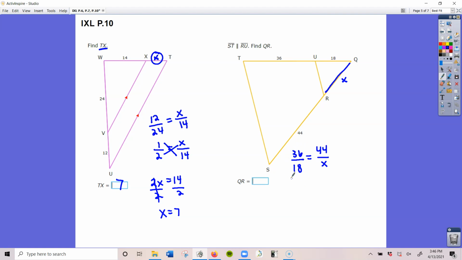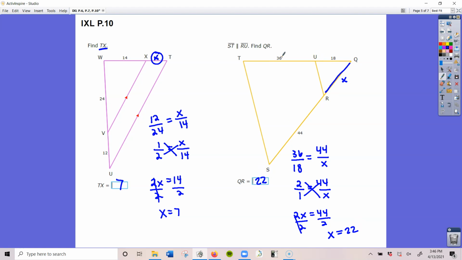Now I can simplify this. 36 and 18 can be simplified by 18. So this would be 2 over 1, which is going to equal 44 over x. Cross multiply. 2x is going to equal 44. Divide by 2, and we get that x is equal to 22. And that would be QR, so 22.